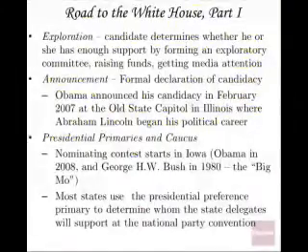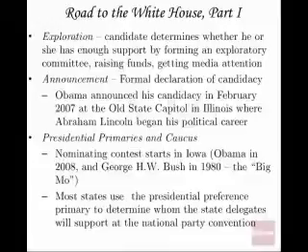Now, the road to the White House. The most significant election is the election for president. Again, it happens every 4 years. And there are a lot of things that go on with that, a lot of informal and some formal things. The informal thing is probably the exploration, and then the eventual announcement, and then it's the presidential primaries and caucuses.